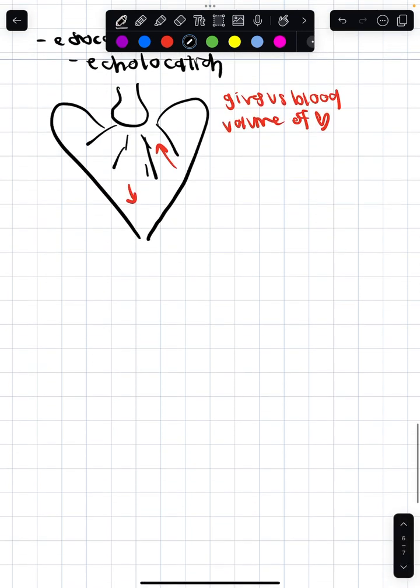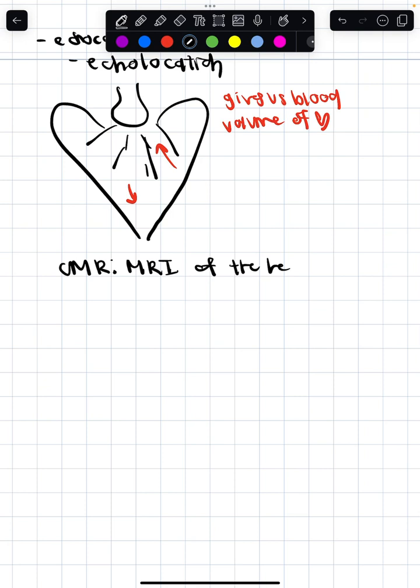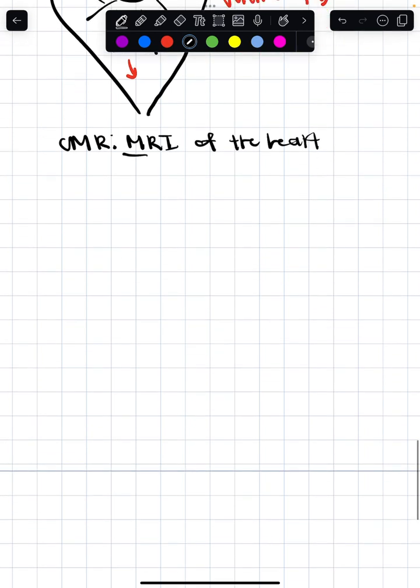Another thing we can do is a CMR, which is an MRI, but of the heart. So how these technologies work is they're magnetic resonance imaging. And what we do is things have poles. So positive poles have kind of assigned order.